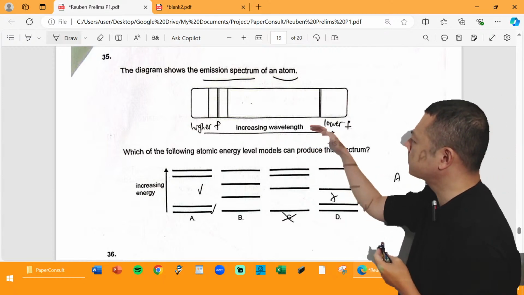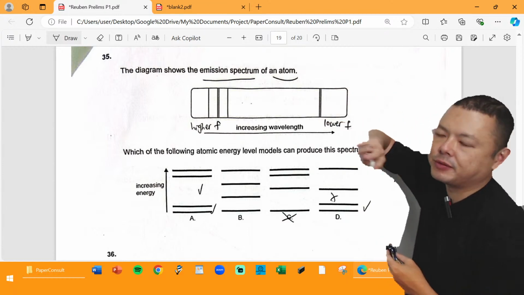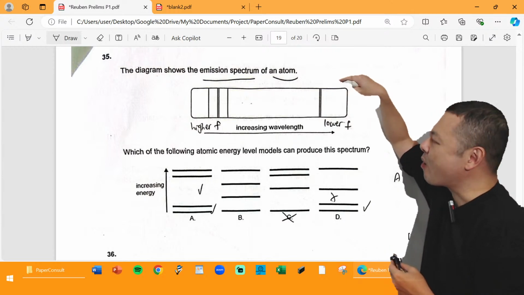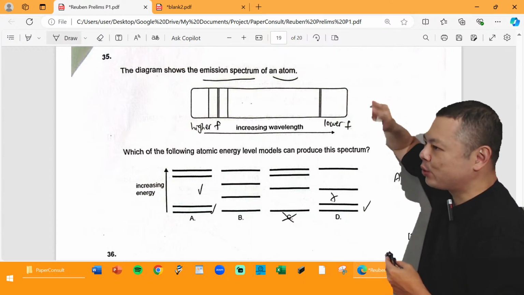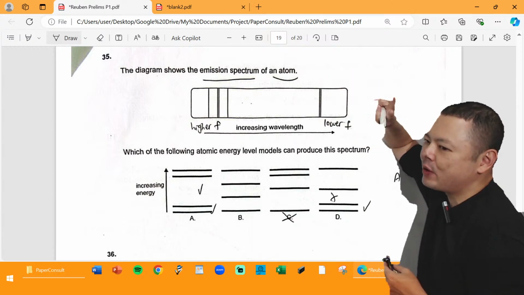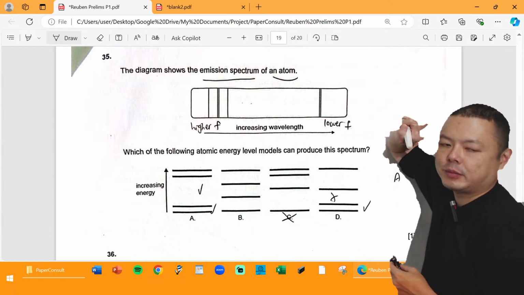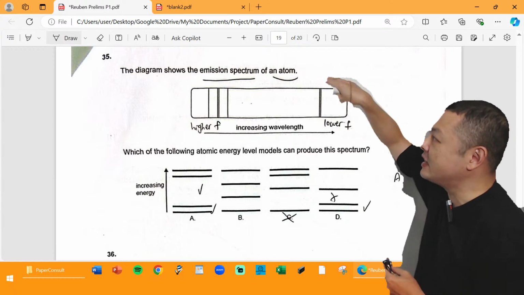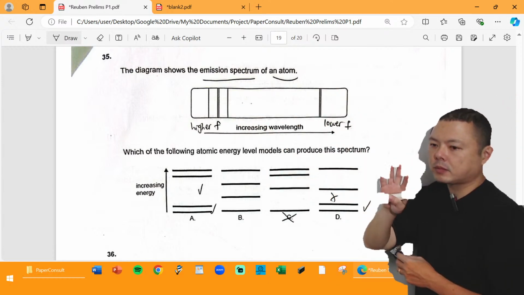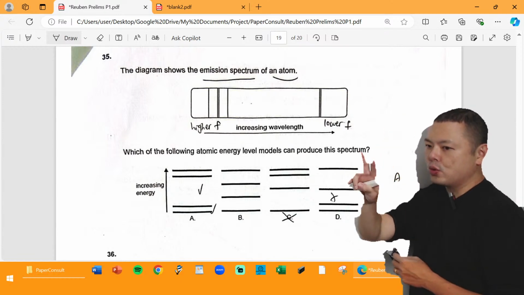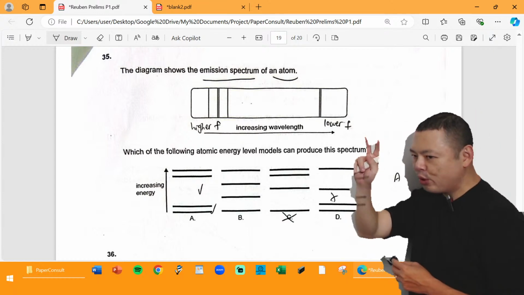Increasing wavelength. So you've got two low energy... This is an A level question, not an IB question. You've got two low energy level photons being emitted. That means it's drastically different from the others. Of all the options that you choose from, you must have exactly two very low energy photons, and only two low energy photons.